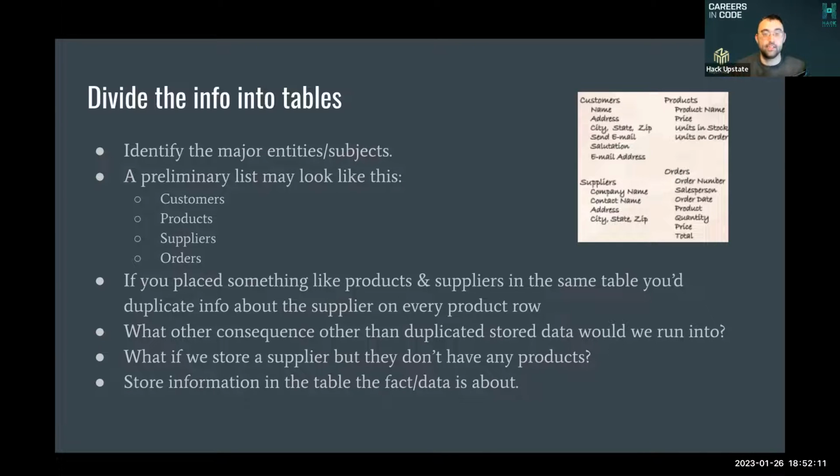What happens if we store a supplier, but they don't have any products? Well, if they were in the same table, I couldn't put in the supplier's information without putting in some dummy information about a product they may not have yet. But they may start creating products down the line, and I still want to store that information. So that's a benefit of keeping it in different tables. That's pretty much it.